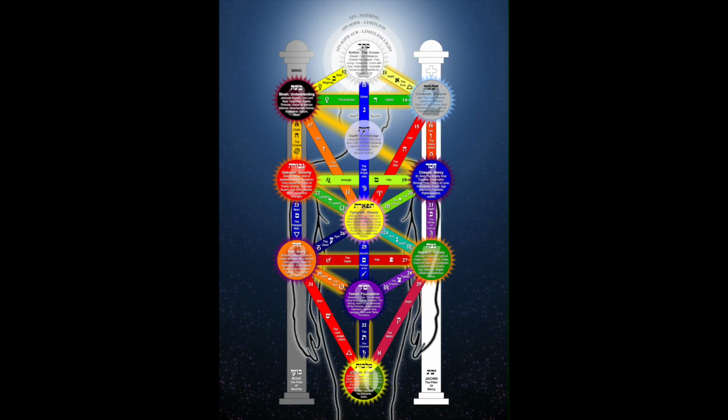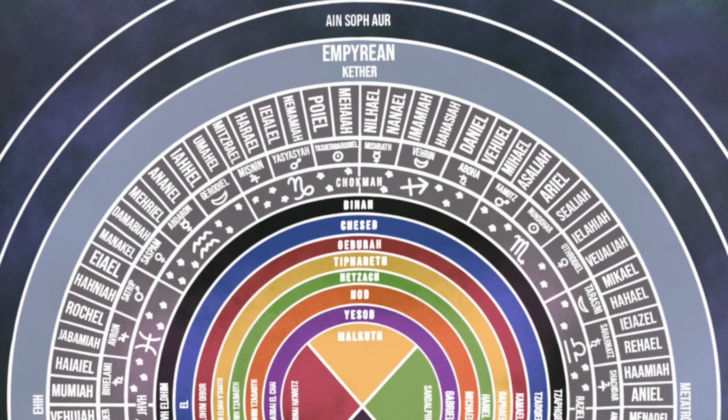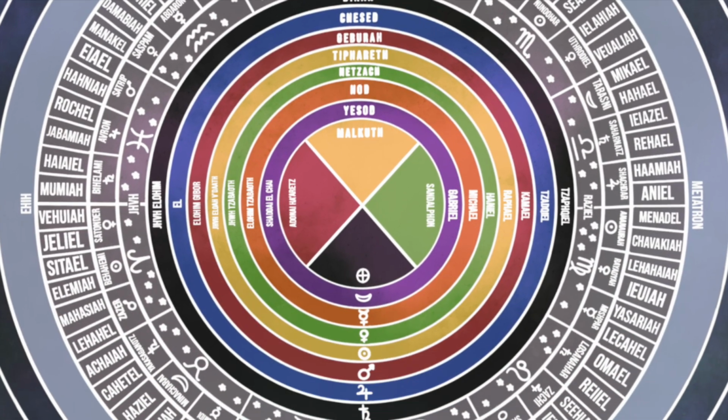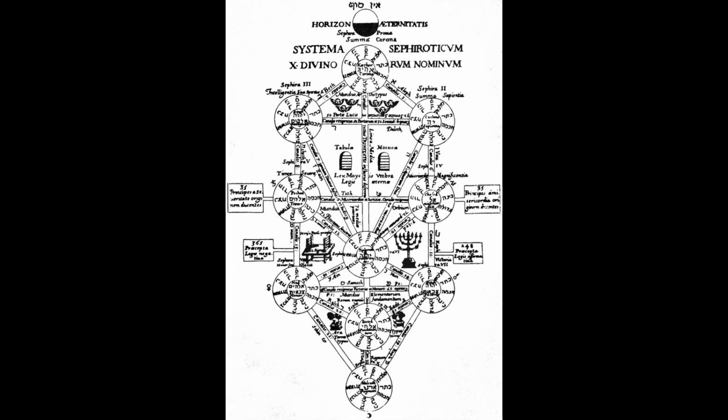It's important to get an understanding of what Qabalah is. This is an ancient form of Jewish mysticism that contains this diagram called the Tree of Life.